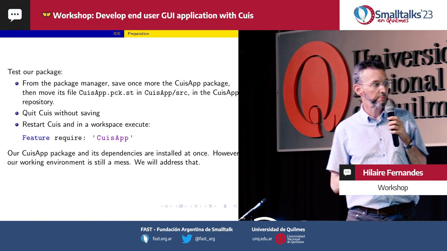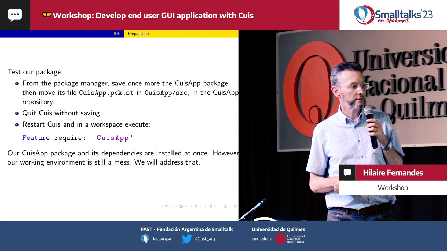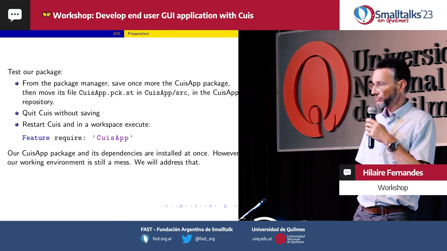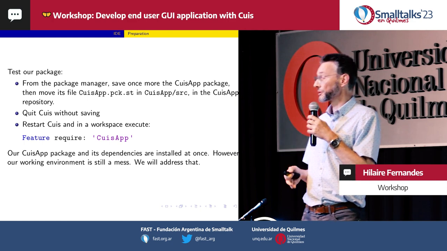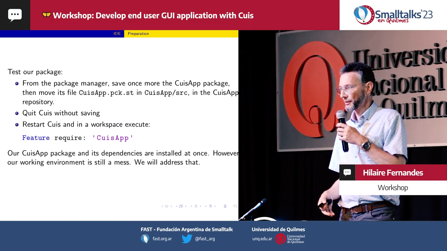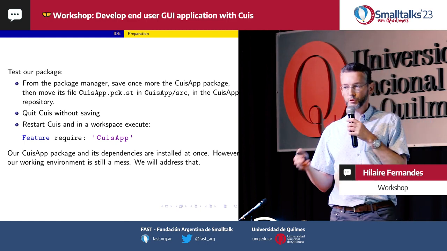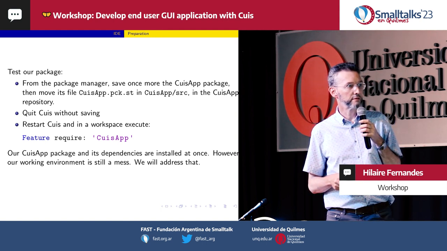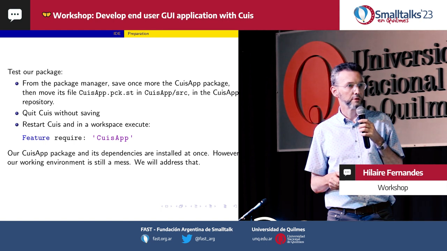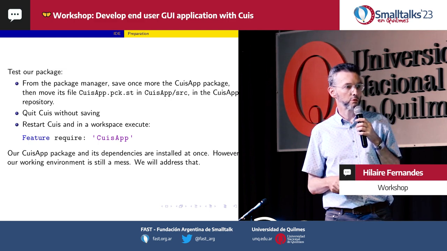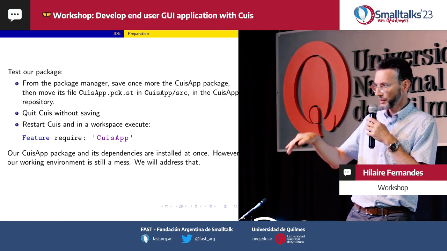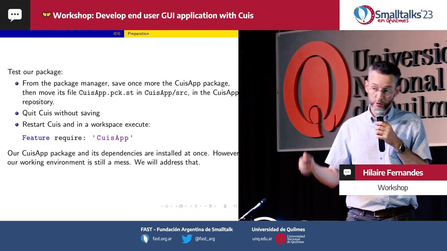So when we have saved the package, it produces a file, and this file we will put in the Cuis app source folder or location. Of course, if you look at the repository, it's already there, okay? They're already put there. But if you start from scratch, this is what you will do, okay? So here we just created an empty Quick App package. If we start Quick and we do that, feature require Quick App, it will search for this package recursively in the folders around the image. Then it will also install the dependencies.